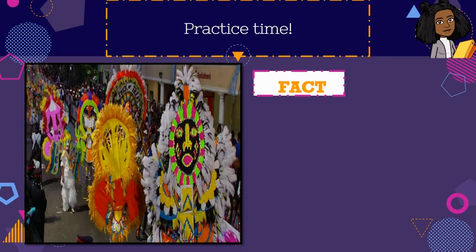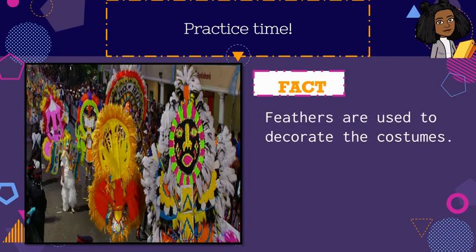Well, now, let me see. I know if you said feathers are used to decorate the costume, tremendous job. You are correct. That is one fact that we can prove by looking at the actual costumes in the picture. Good job. Now, think of an opinion.